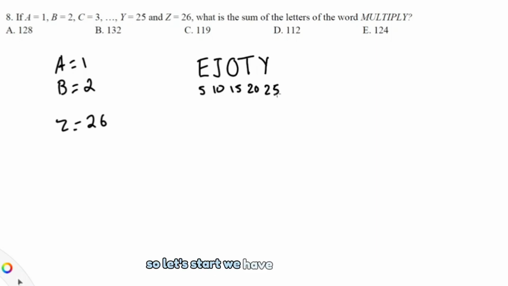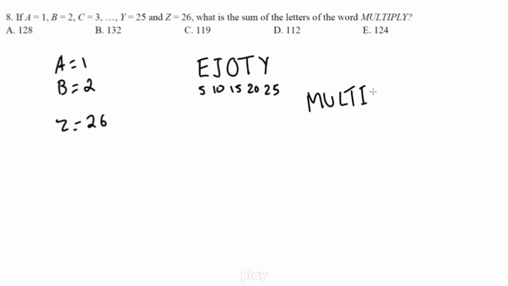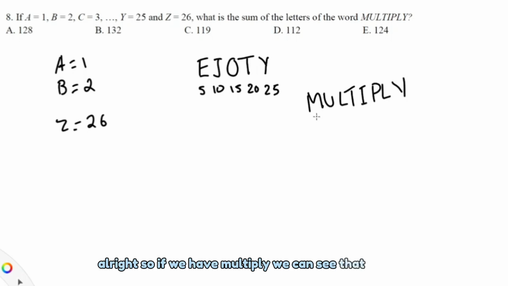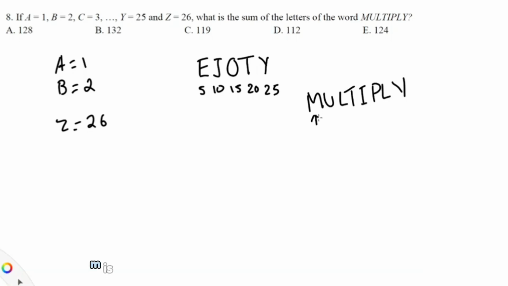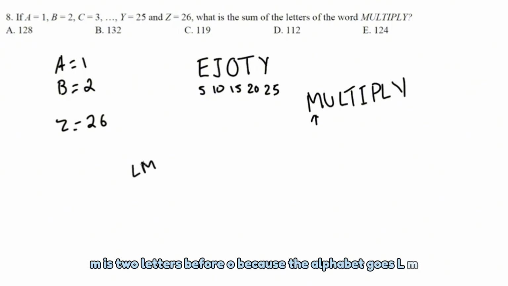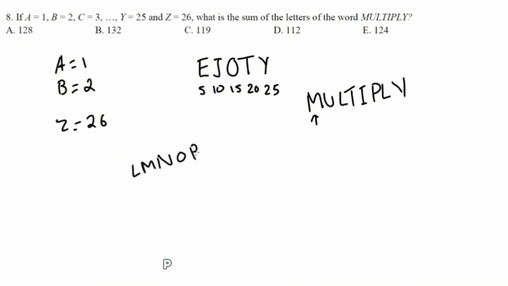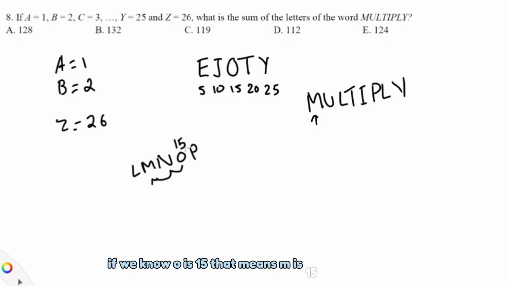So let's start. We have the word multiply. Alright, so if we have multiply, we can see that M, right? M is 2 letters before O because the alphabet goes L, M, N, O, P. And this is 2 letters before. If we know O is 15, that means M is 15 minus 2, which is 13. So M is 13.